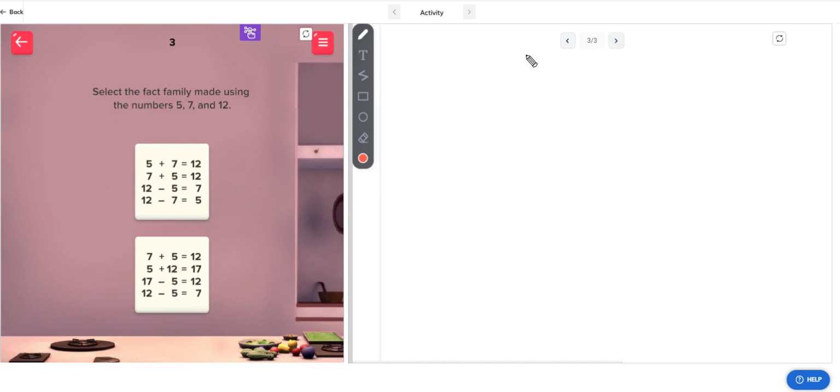It says you have to select the fact family made up using the numbers 5, 7 and 12, right? First thing we can do is try making a fact family for ourselves, and that will help us easily verify which fact family works here, right? So let's not wait much. The first addition fact I could make is 7 plus 5 is equal to 12, right? And 5 plus 7 is equal to 12. See, two addition facts. Let's try the subtraction ones. 12 minus 7 is equal to 5 and 12 minus 5 is equal to 7.